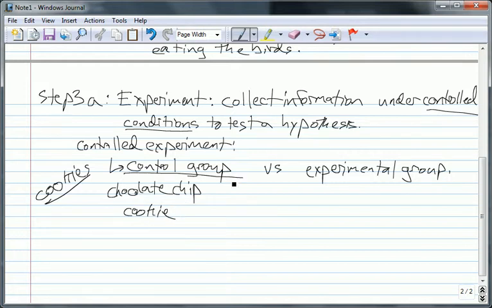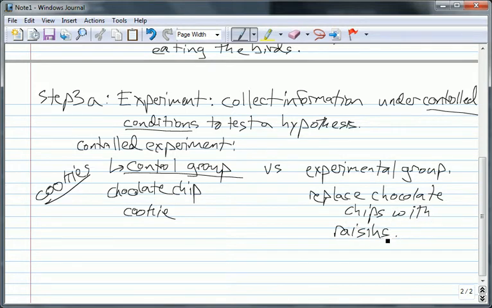It's what we're comparing to. Our experimental group might be where we take our chocolate chip cookie and we change one of the ingredients. Like we replace chocolate chips with raisins.